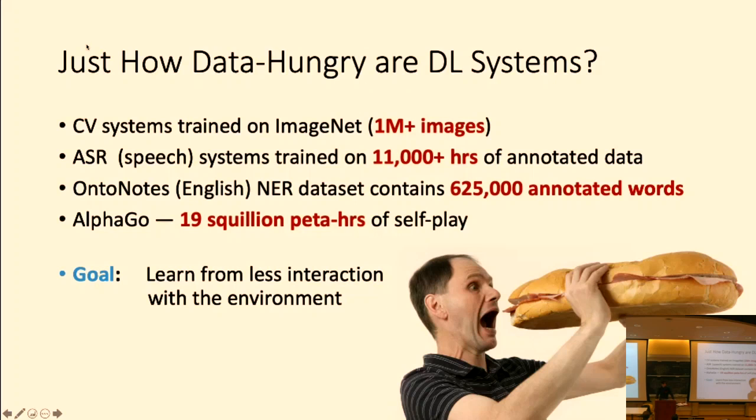AlphaGo was trained with 19 petasquillion hours of self-play, and our goal, you could think of it as maybe a vacuous goal in that it's maybe just the goal of all learning, is that we want more performance for less data. Put simply, that's the goal of all machine learning: we want to achieve lower error subject to some kind of constraint on the sample complexity.